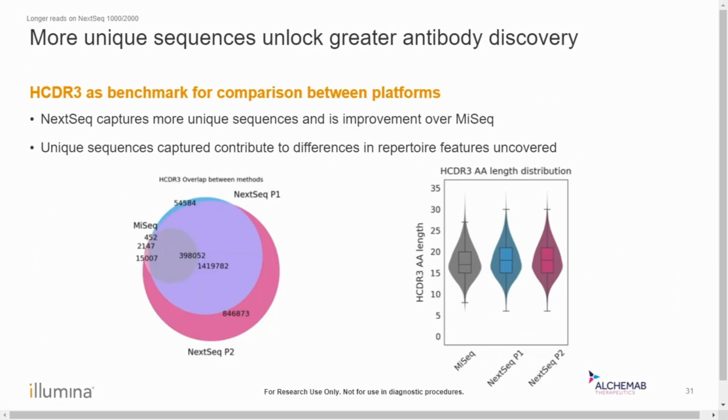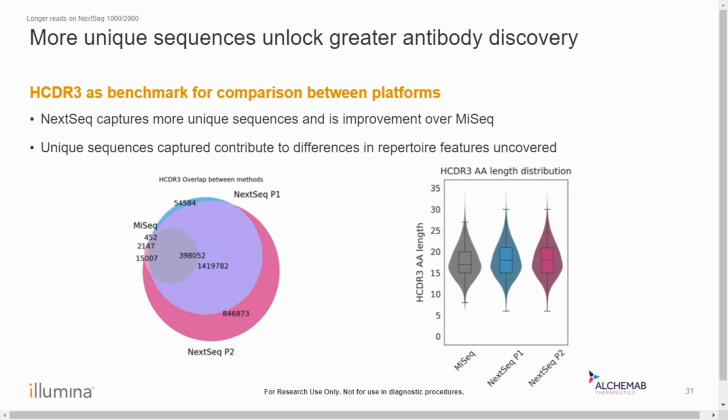On this slide, the figure on the left is another look at quantifying the unique sequences uncovered by all 3 flow cell types. It shows greater counts of unique sequences uncovered by NextSeq P1 and P2, but it also shows high concordance in sequences uncovered between the systems, meaning that P1 uncovered nearly all of the sequence that MiSeq did, plus significantly more, and P2 uncovered nearly all that P1 did, plus even more than that.